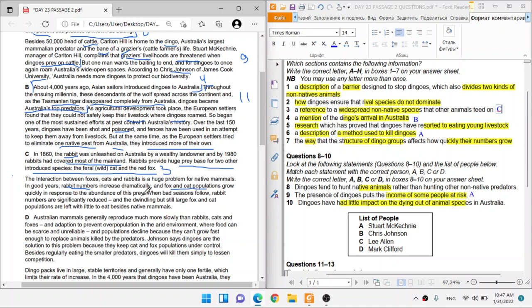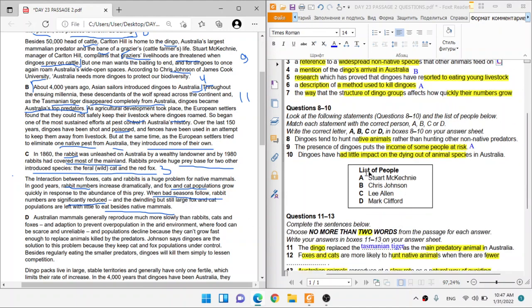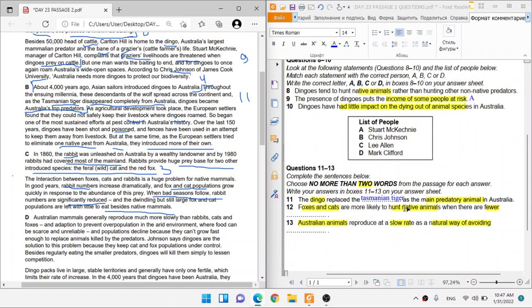When bad seasons follow, rabbit numbers are significantly reduced, and the dwindling but still large fox and cat populations are left with little to eat besides native animals. Because rabbit numbers are small, they end up eating native animals. So foxes and cats are more likely to hunt native animals when the numbers of rabbits are significantly reduced. That's a synonym for fewer.